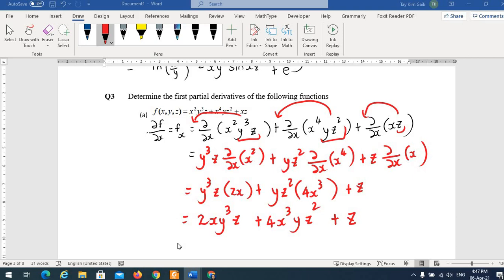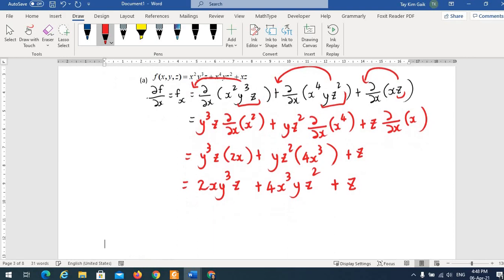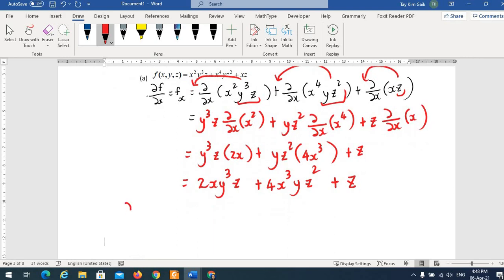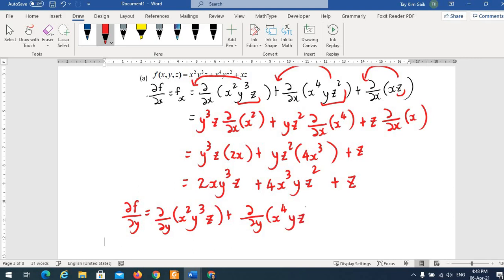And then for your next partial derivative, you have your del f del y. Change the delta x to delta y, so it's the same step. Only now when you take delta y, x and z are constant. So delta y of x^2 y^3 z plus x^4 y z squared plus delta y of x z.